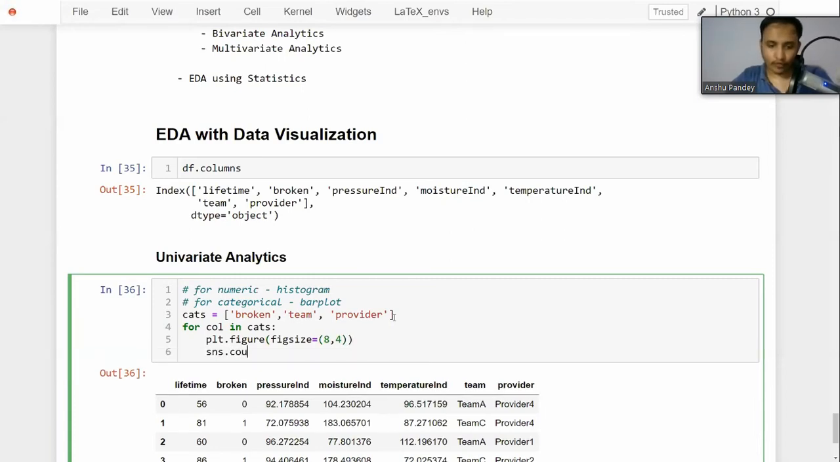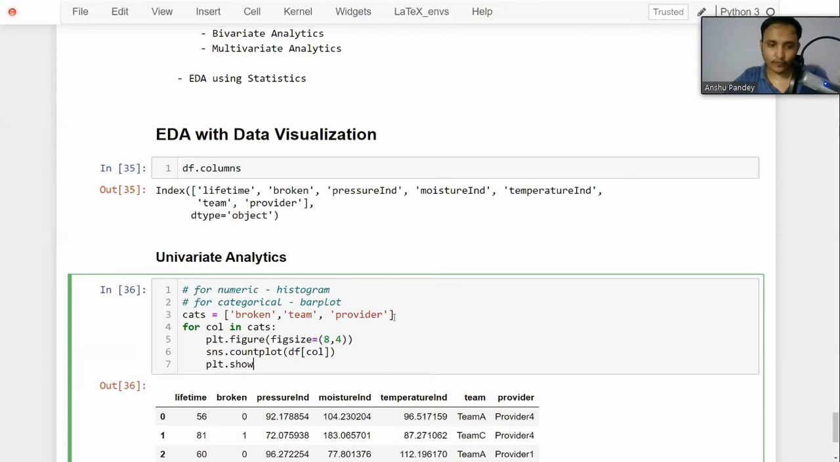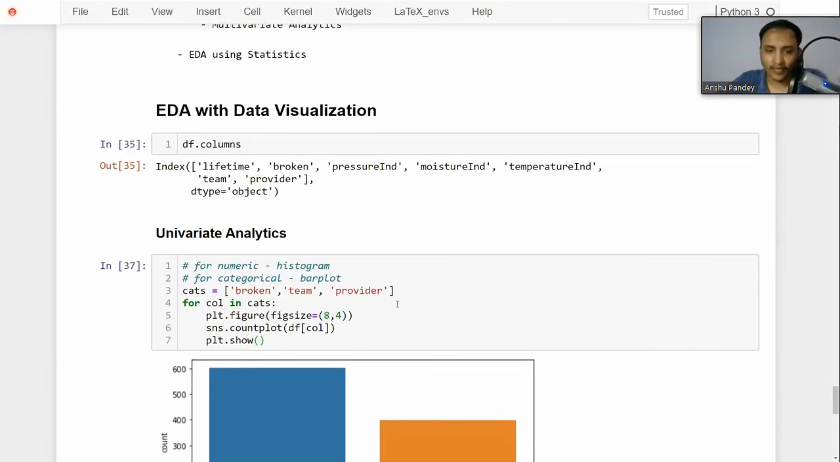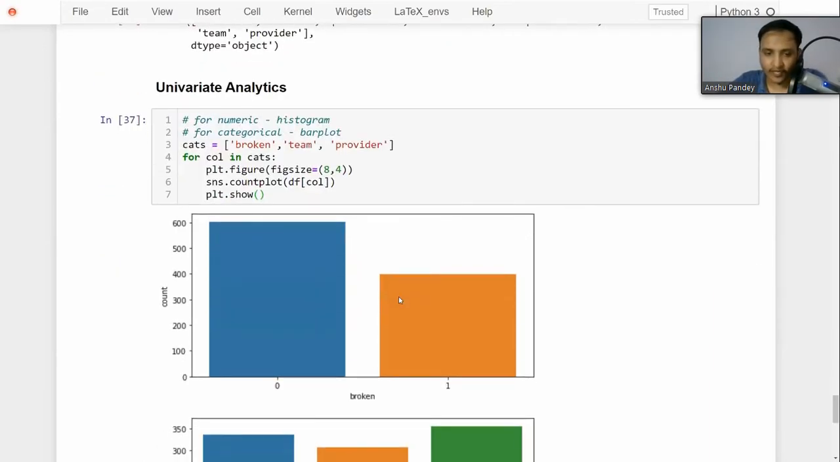Then sns.countplot, right? Count plot is a way to draw a bar plot. That's what we're doing here, and plt.show. So this is going to draw a count plot of the 3 columns, which are broken, team, and provider. And this is where we're going to be starting with the analytics. So let's start with that.